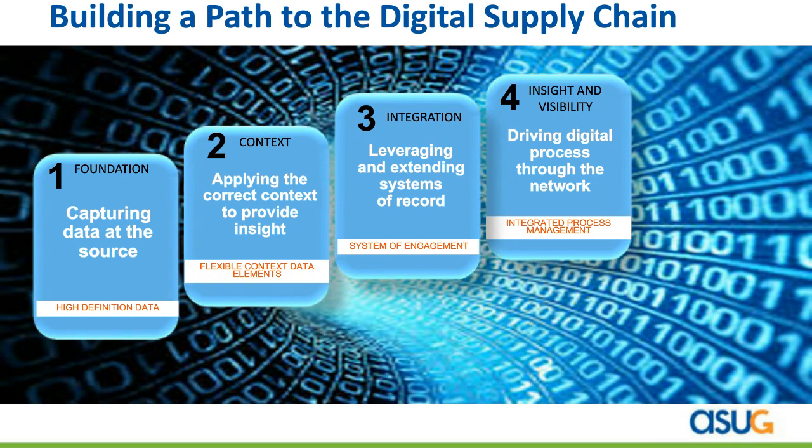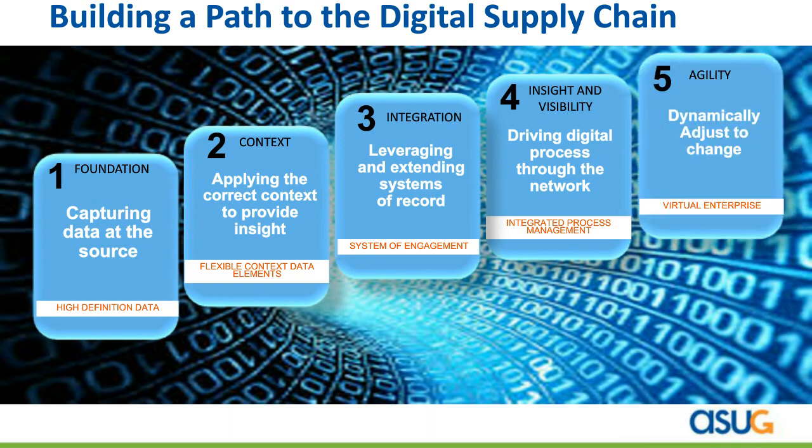And that will drive you to the fourth area, which is the ability to give you insight and visibility. This is where you really start driving those digital processes throughout your network. We refer to that as integrated process management. So being able to quickly understand what's going on across your network with the right level of data and the right level of information, and then ultimately being able to provide what we call a virtual enterprise that's agile.